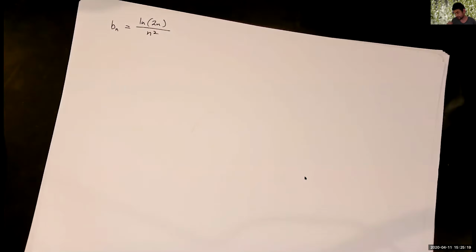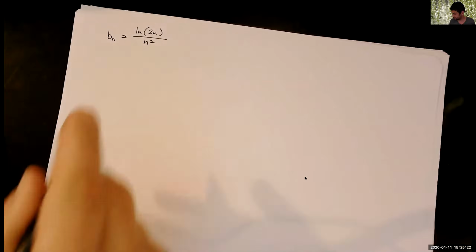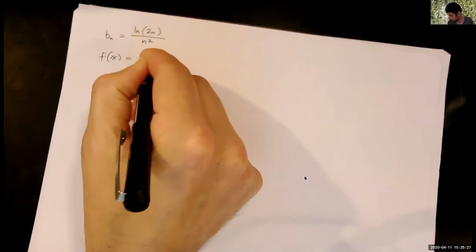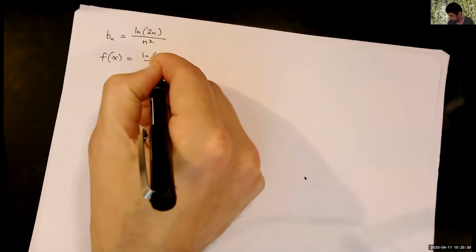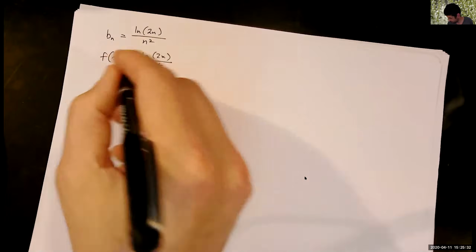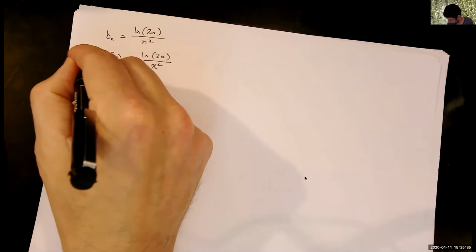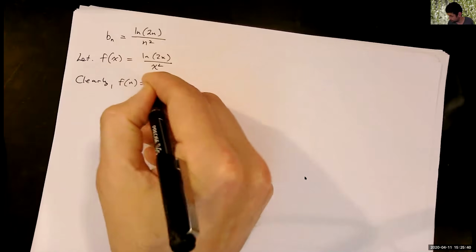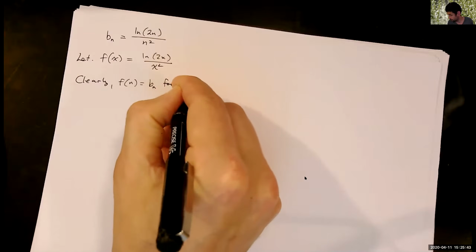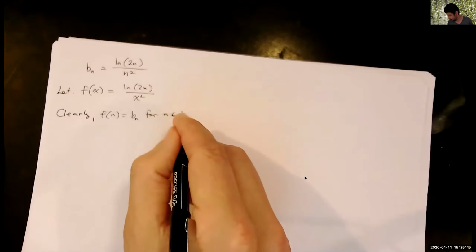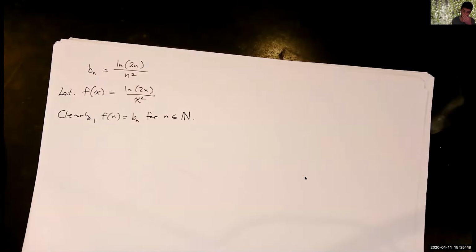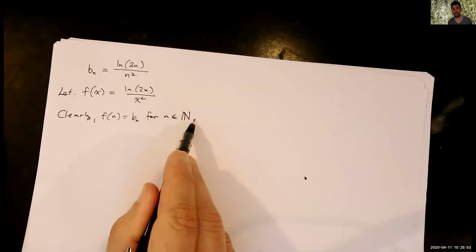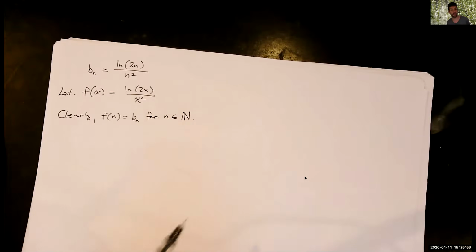over n squared. This one gets a little more complicated, so I think I am going to write a function, the natural log of 2x over x squared, clearly. So I'll say let f of x equal this. Clearly, f of n equals b sub n for n in the natural numbers. Again, that just means n is a member of the set of natural numbers, which are 1, 2, 3, and on and on and on.